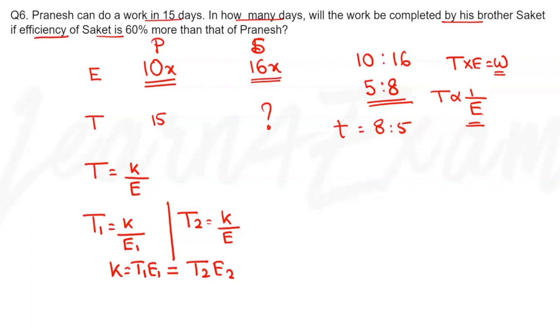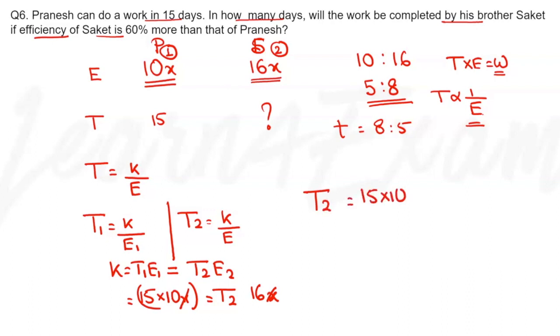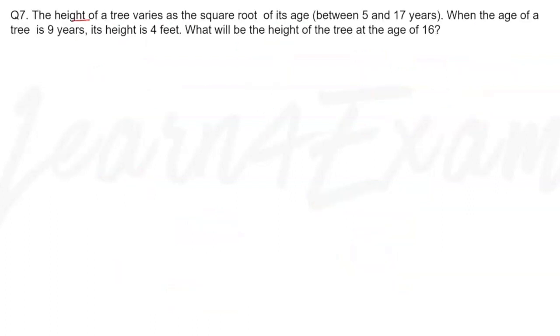Now what is T1? Let Pranay be the first candidate and Saket be the second candidate. So T1 would be equal to 15, E1 would be equal to 10x, T2 I don't know, E2 is equal to 16x, so let me cancel off x. The value of T2 would be equal to 15 into 10 divided by 16. Let me cancel this out. I have a 5 here, I have an 8 here. That means 75 by 8 is the total number of days that Saket would take to complete the entire work, right? Okay, let's move into the next question.